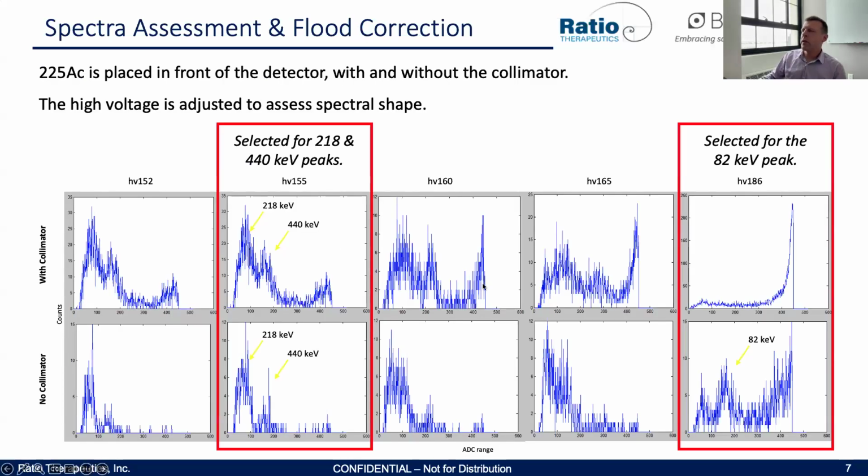All right, so starting with the spectral assessment, and this was done primarily by adjusting the high voltage on the system with a small amount of actinium placed in front of the detector, both with and without the collimator. So just to orient everybody here, each column represents a different high voltage gain setting. We have two rows. One is with the collimator in place, the other is without the collimator.